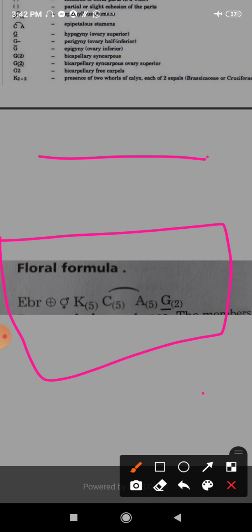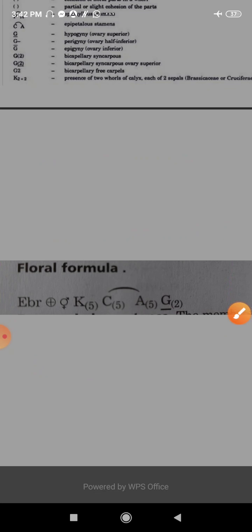So that's all about today, and in the next class, children, we will go into detail. Now since we've studied all the symbols and everything, how to write the floral formula, how to make the floral diagram, we will talk about family Solanaceae and Liliaceae, because that's there in your syllabus, and Fabaceae has been removed from your syllabus for this session, right? So that's all about today.